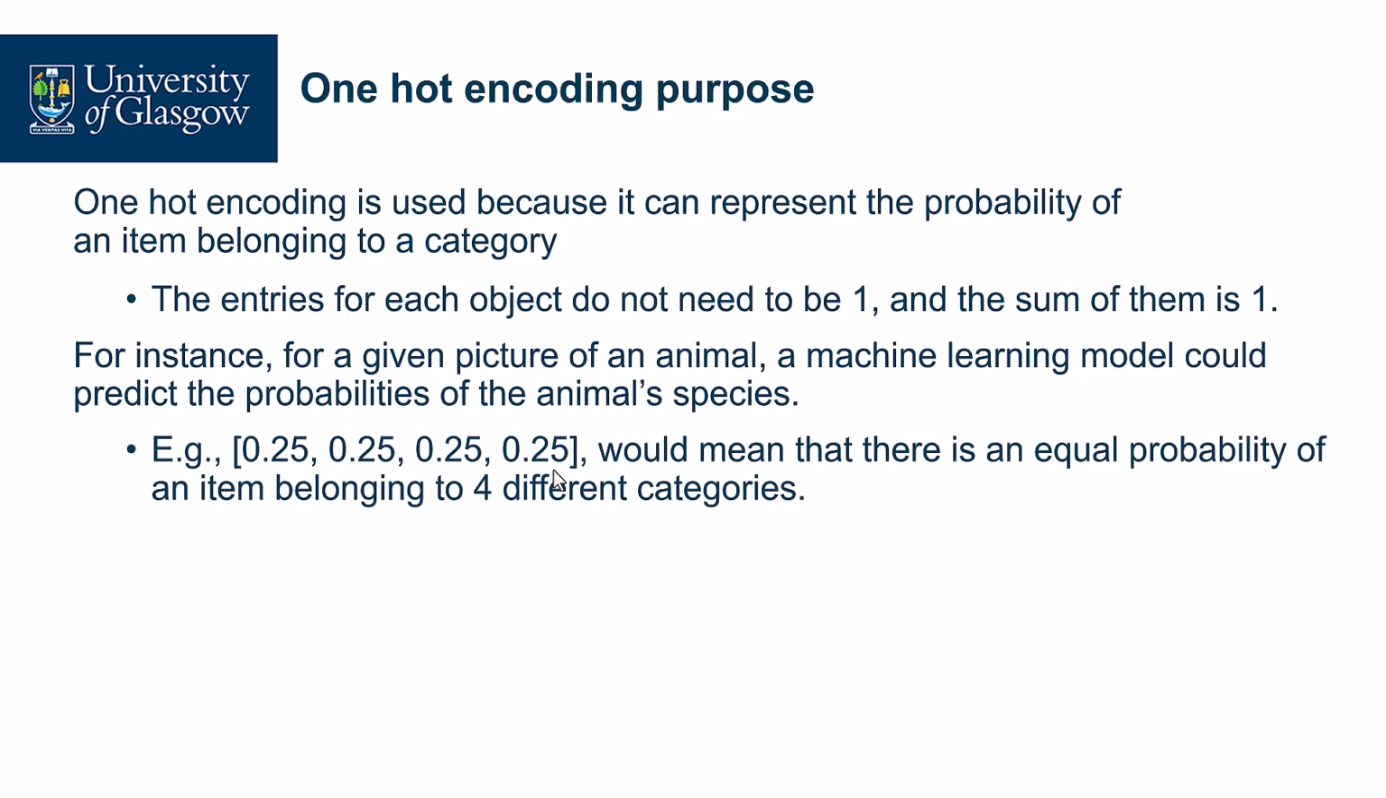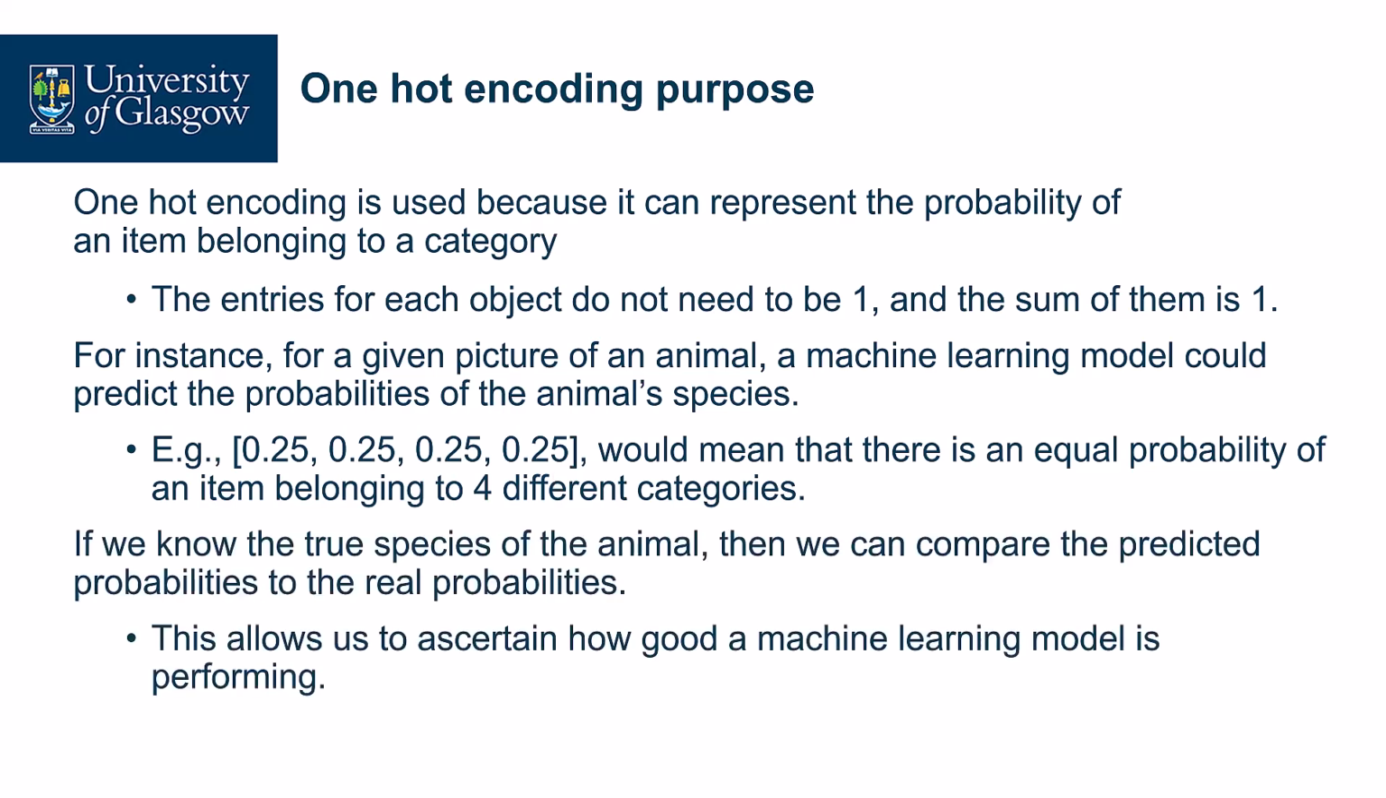Previously, we have seen 1, 0, 0, 0, 1, 0. That is because we know the true species of the animal before, right? So we can put it like that. But a machine learning model will predict different probabilities of each category. And if we know the true species, we can compare them with the predicted probabilities, right? Then we can know whether the machine learning model is good or not.